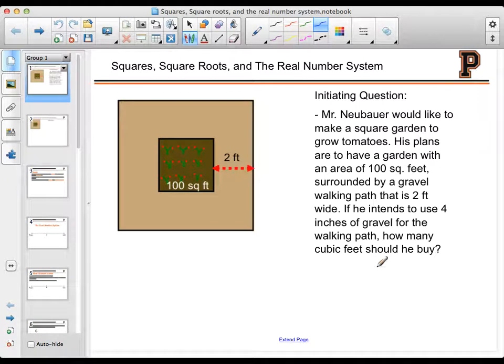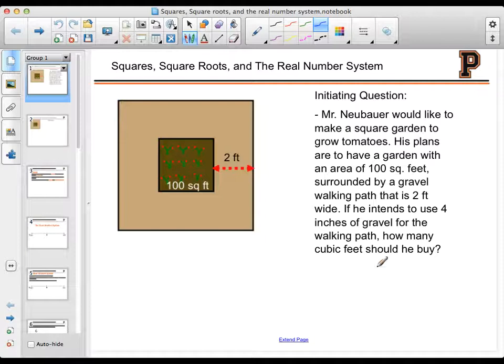Welcome, guys. Today we are talking squares, square roots, and the real number system. We're going to jump into just an initiating question that I'd like you guys to take a look at. This is similar, not an exact story from my summer, but pretty close.